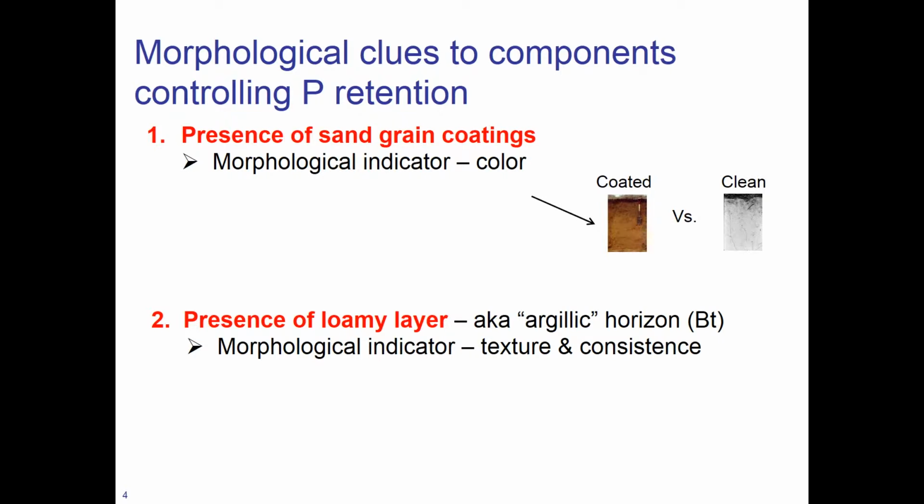The morphological indicator for the presence of a loamy layer is primarily texture, as you would determine from consistence. That is, if you have more clay, which would be the case for an argillic horizon, you would have a consistence that's marked by plasticity and stickiness. And so we're using consistence as an assessment of soil texture. We will explain some more about these things in the succeeding slides.